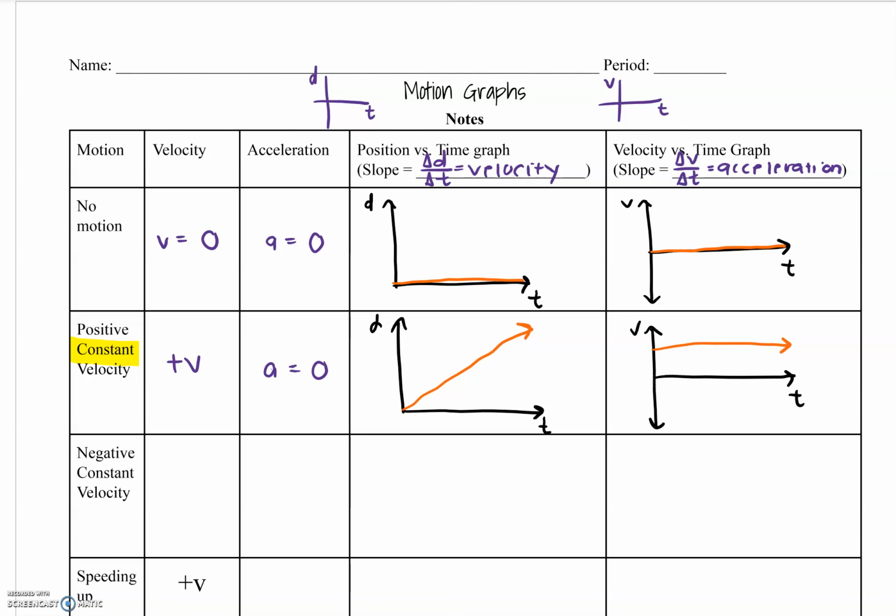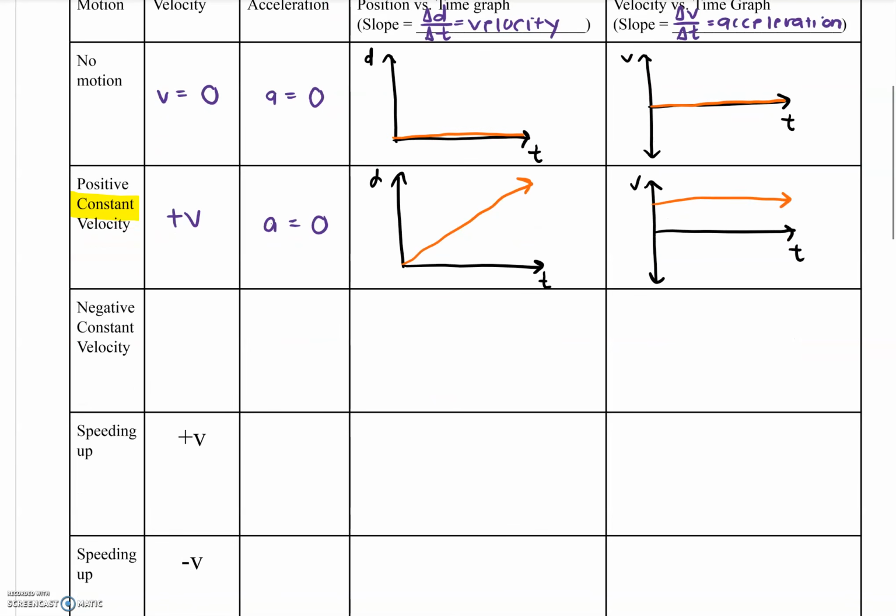Okay, if we're moving on, now we're doing a negative constant velocity. So that's going to mean that obviously our velocity is negative, okay? Our change in position will be going in the opposite direction. It is still a constant velocity, which means that our acceleration is equal to 0.